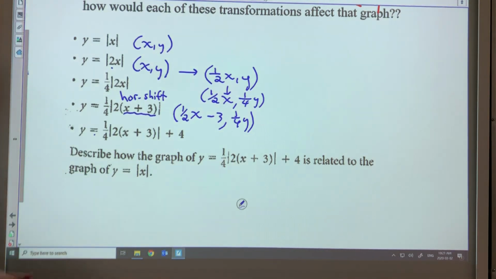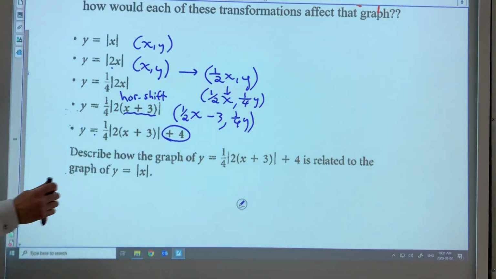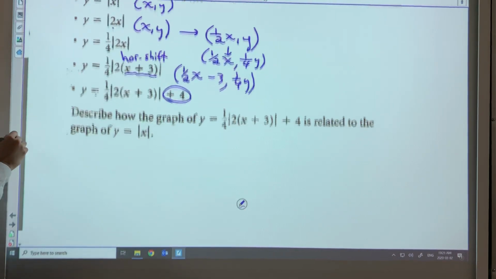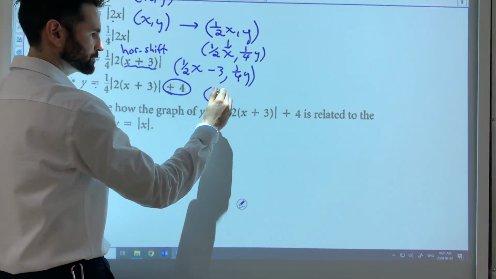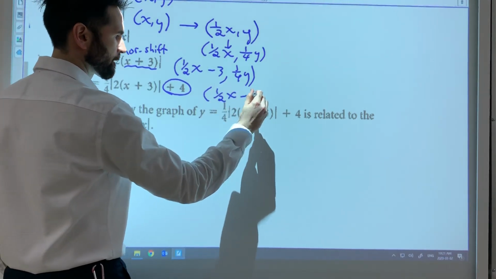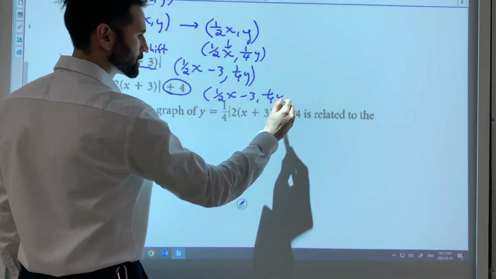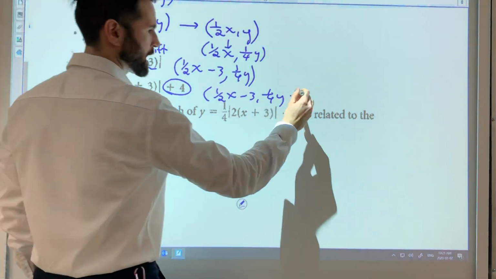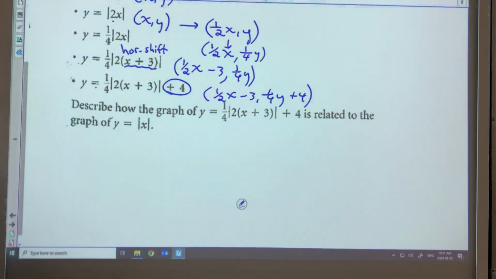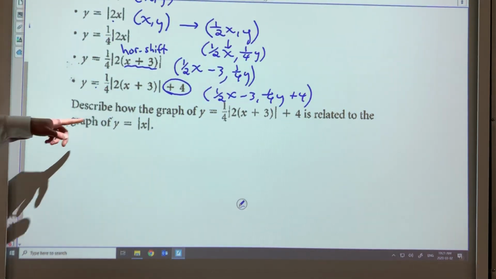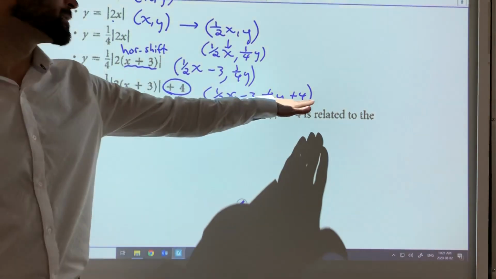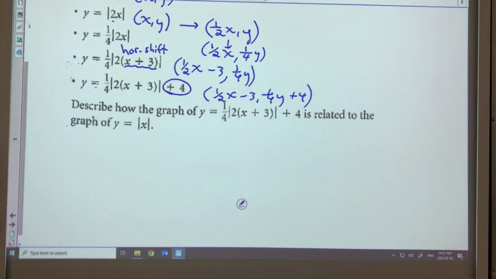And then the last thing that's new is this one here. So now we've added a vertical shift up 4 units. So that's going to be on the Y value. So that's what I had before, and then just add 4, done. So when it says describe how they're related, you could say that.